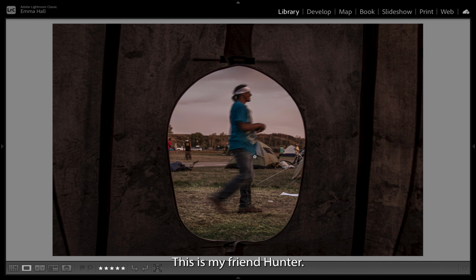This is my friend Hunter. He was in the tribe in the camp that kind of took me in as their own, the Oglala tribe. And he was really sweet, a super nice person. And this was just taken inside of a teepee. I really like this photograph. I think it's interesting for a 19-year-old to take. Would I take it now? I'm not really sure. But it's there, and I don't think it's bad.